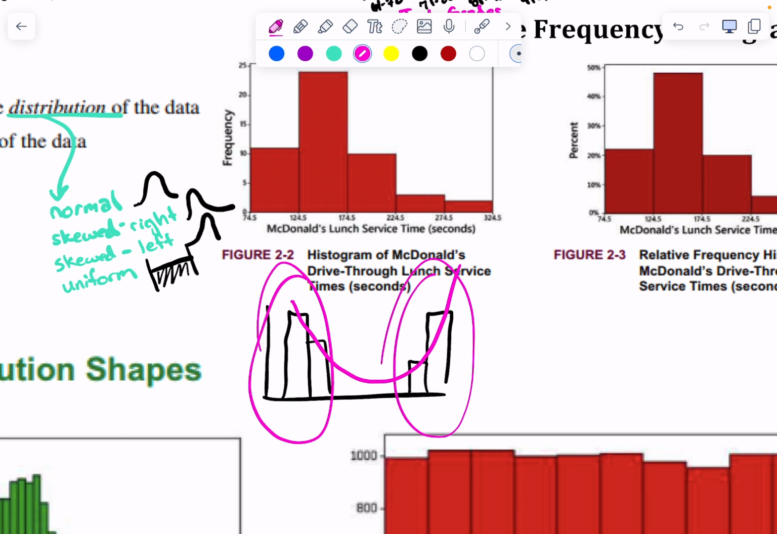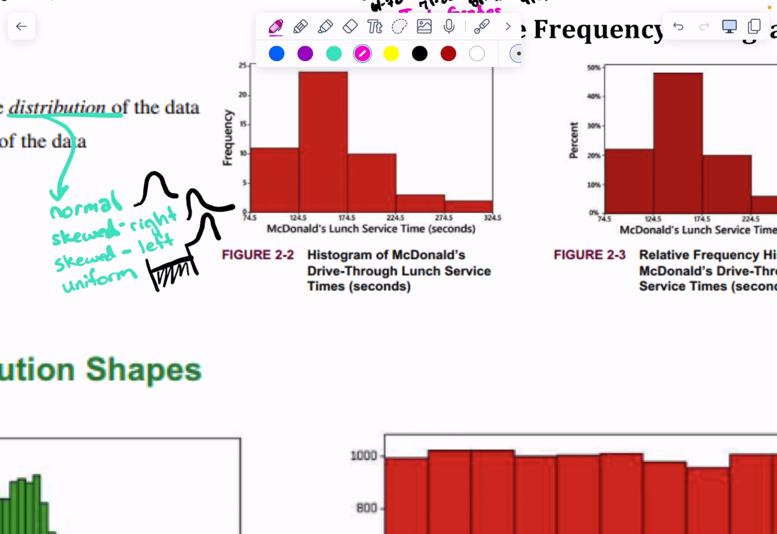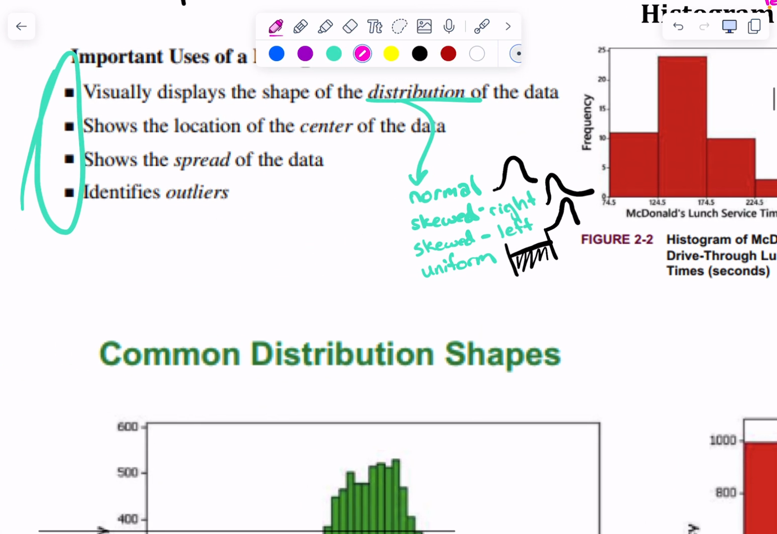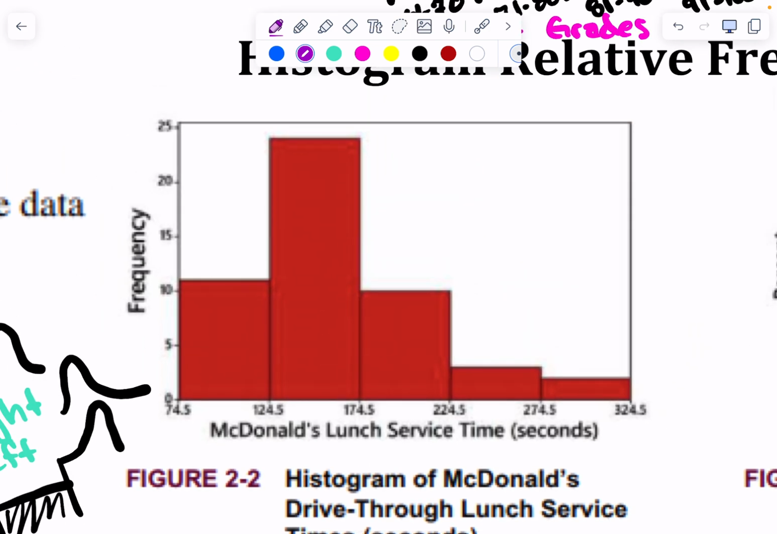Okay, otherwise you will not experience that. You will not get that as a graph. All right, so there's my 4 different types of distribution. So number 2 here says it shows the location of the center of the data. Like if I look here, I can see the center of the data is about there.